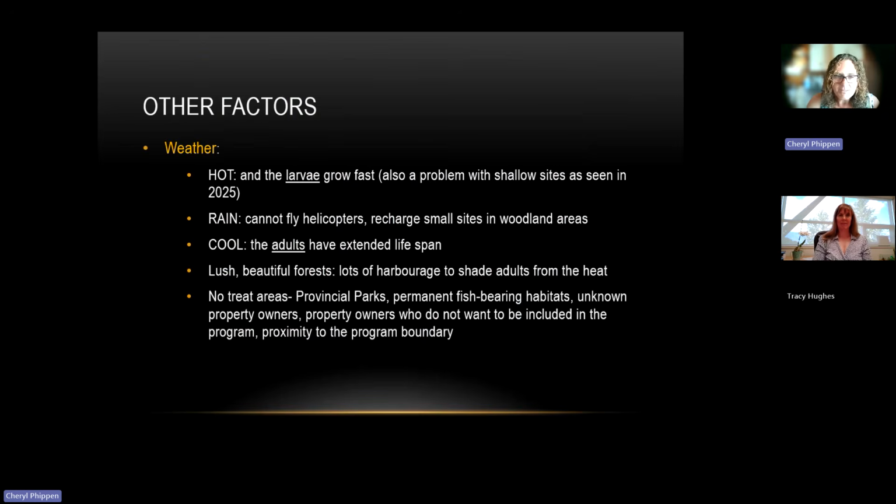So there's some other factors that influence our program annually. Obviously, the temperature: if it's warmer, the larvae grow faster. And this is also a problem like we saw this year when our sites were shallower than normal. The water didn't come up as high, so they grow very fast. And because they're growing fast, it means that we have to do more helicopter campaigns.